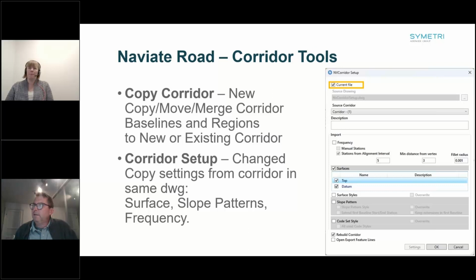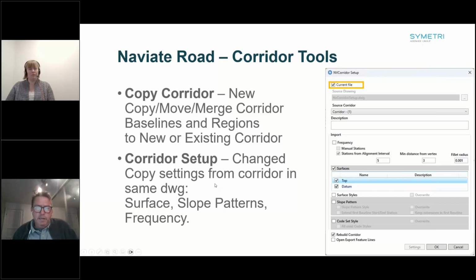I hope you know that we've had this command for quite a while. Ability to copy frequency, surfaces, slope patterns, and so on from a template corridor, which Civil added a few versions ago. I want to point out two things that separate us from them. We've always been able to work on dref corridors, which the Civil tool doesn't. And now here as well, we can copy settings between different corridors in the same drawing.